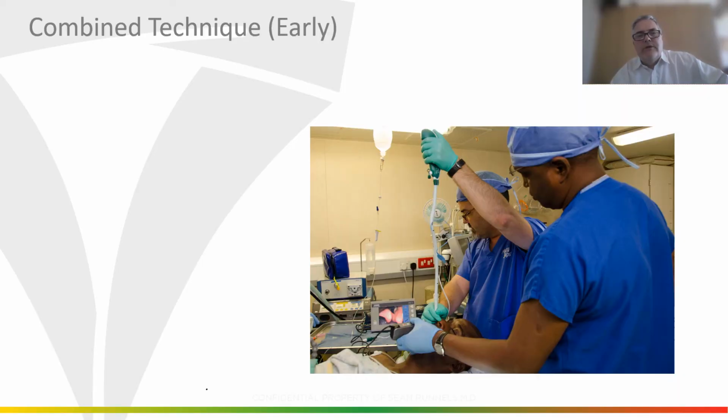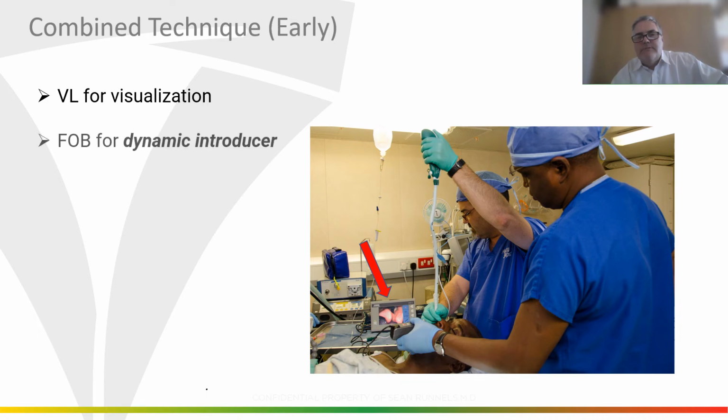So, early combined technique. This is the technique I was using when I was on Mercy Ships in Guinea. VL for visualization, right there. You can see that the video laryngoscope is providing a big, stable, panoramic view of the glottis, and the fiber optic bronchoscope is used only as a dynamic introducer. Again, we're not using the optical capability, we're just using the dynamic capability. Now notice that this is a three-handed technique, which means it takes two skilled operators.